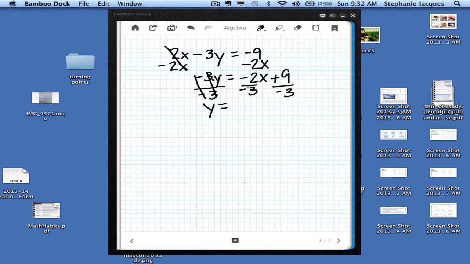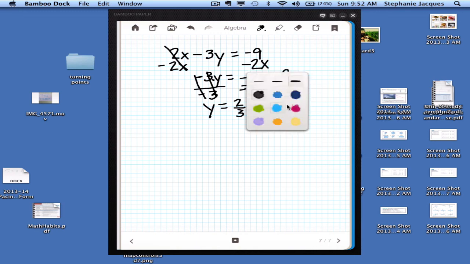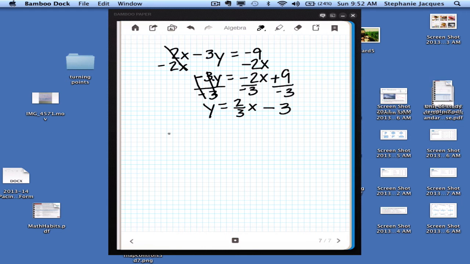I can't divide 3 into 2 and get a whole number, so I'm going to leave it as a fraction, which is great for us because we have a rise over our run. A positive and a negative is a negative, and 9 divided by 3 is 3. Okay, let's graph it.